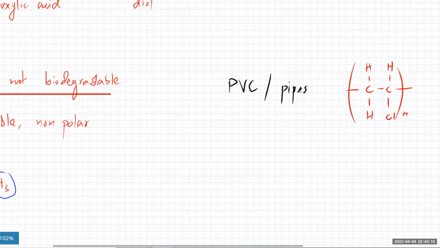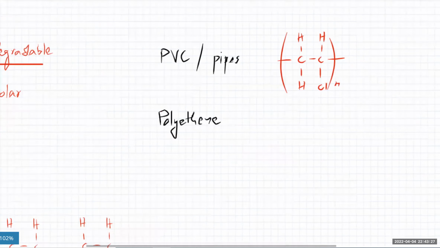Polyethylene, that's another one. Polyethylene is your normal everyday plastic bags. Those are polyethylene bags. So a lot of plastics basically are made from these ones, and in polyethylene, all of them would be H atoms.